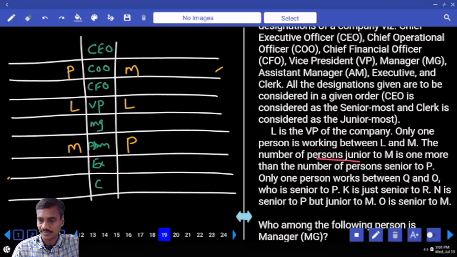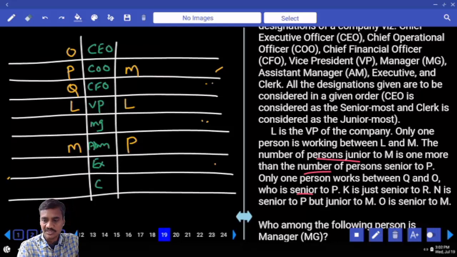And next one, only one person between Q and O. O is senior to P. Only one person between Q and O. If O is here, Q can be here. O is here, Q, O. And there are 3 different possibilities to this.